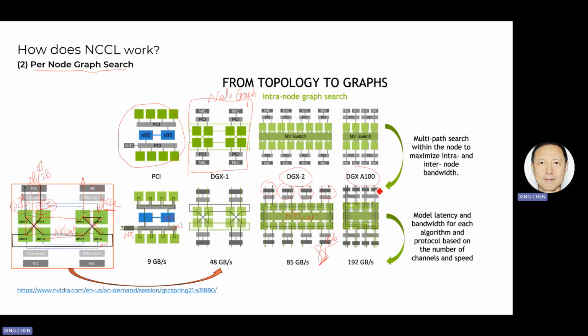So DGX follows the same idea. This example is showing only one ring. For the per-node graph search, what the NIC needs to do is find multiple paths within the node to maximize intra-node and inter-node bandwidth.